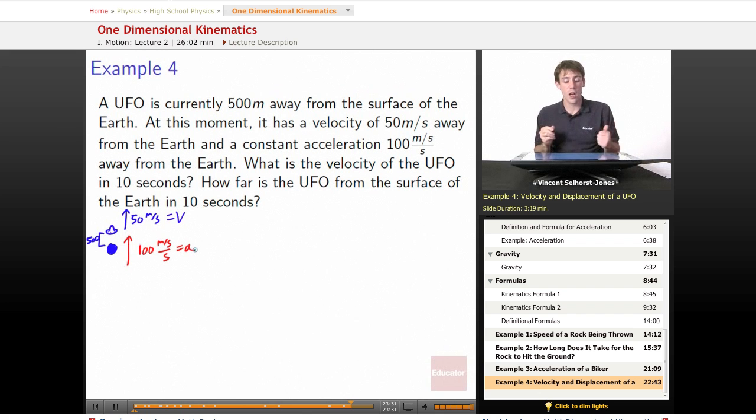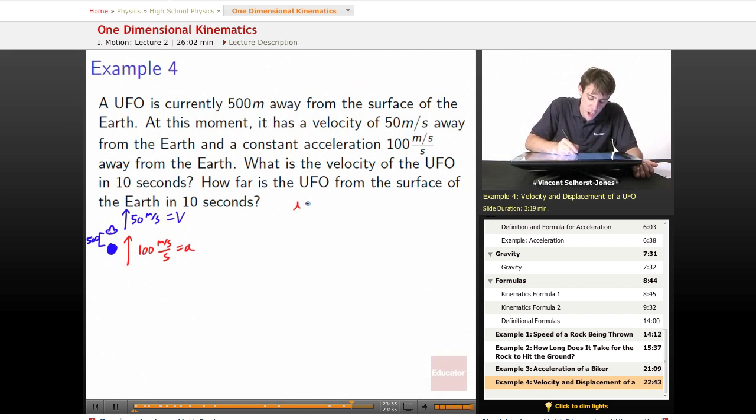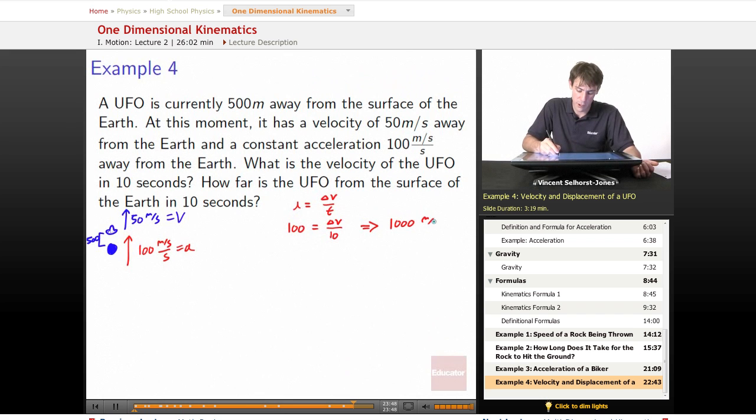So what will be the velocity of the UFO in 10 seconds? If we want to know the velocity, acceleration equals change in velocity over time. We know that the acceleration is 100, change in velocity divided by 10 seconds later, so 1,000 meters per second is equal to the change in velocity.